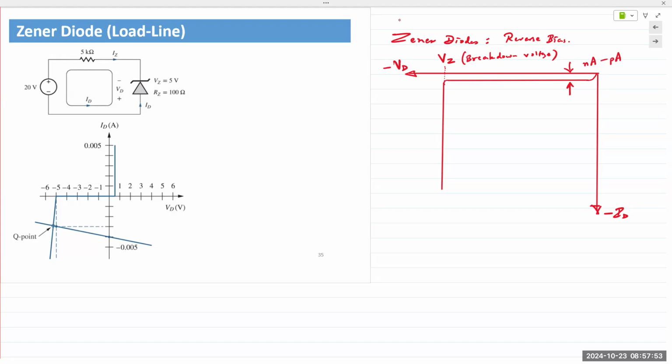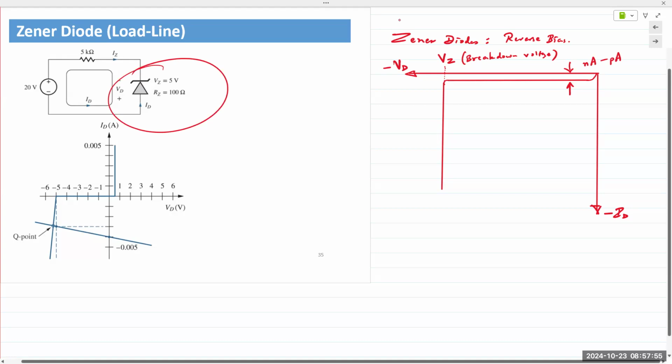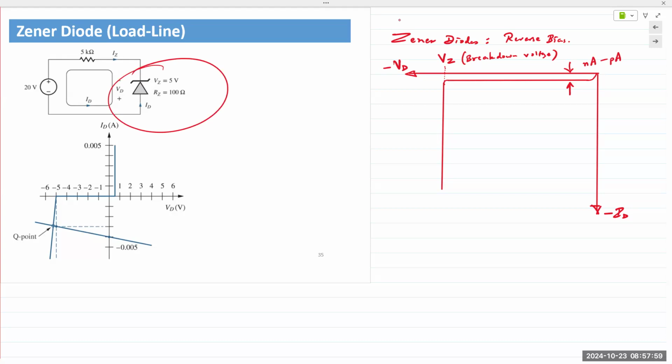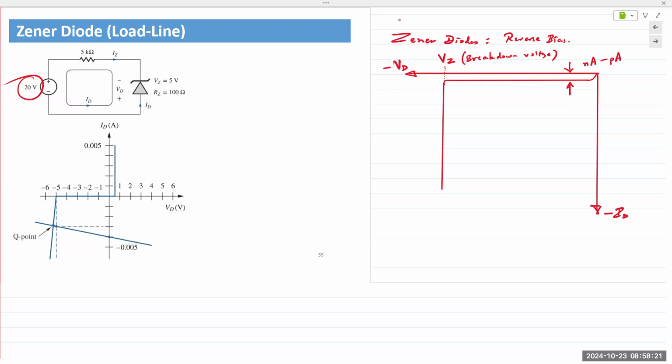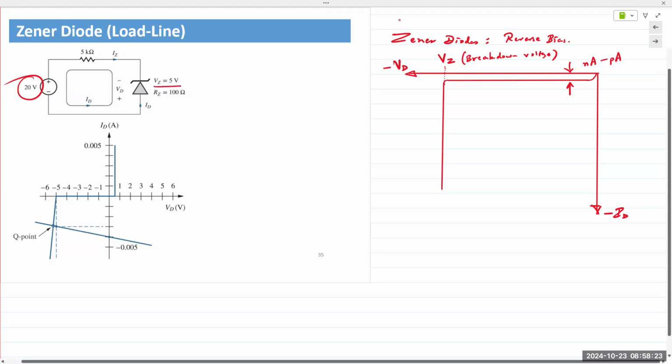So Zener diodes are always used in reverse bias. So the cathode is always connected to the positive end of the supply. So in this case, we are simply applying a DC voltage. Okay, we are not talking about AC or fluctuating or pulsating DC or anything. It's a flat DC voltage that is being applied. In this case, it's a 20-volt input supply, and the Zener diode is designed to break down at 5 volts.